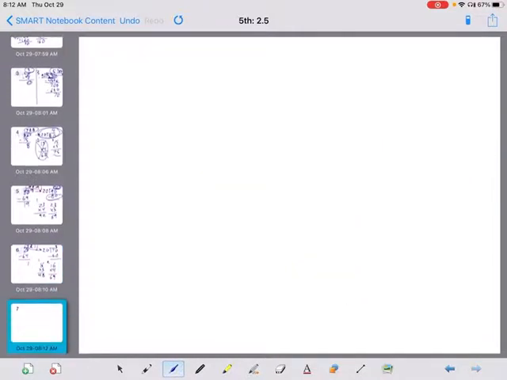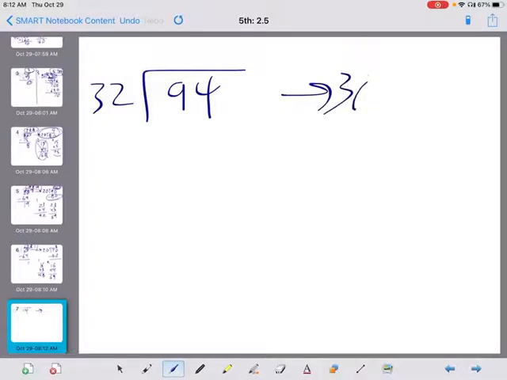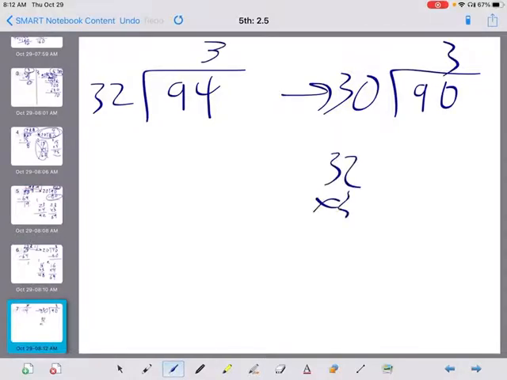All right, let's do the next one. 94 divided by 32. All right, you try it on your own at home. And we're back. So 32 rounds to 30, 94 rounds to 90. 3 goes into 9 3 times. Let's hope this works out. 3 times 32. 3 times 2 is 6. 3 times 3 is 9. 96. Oh, man. Well, we know 96 is going to be too big. So we've got to try a different number.